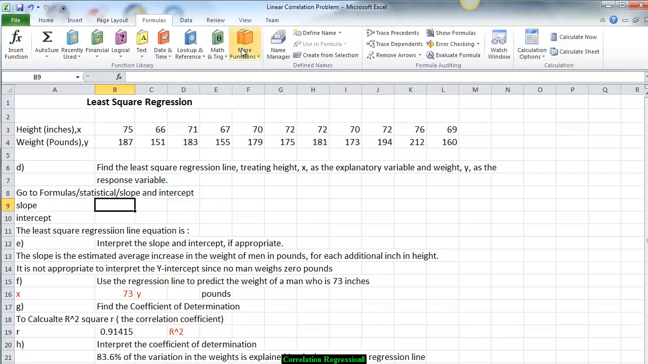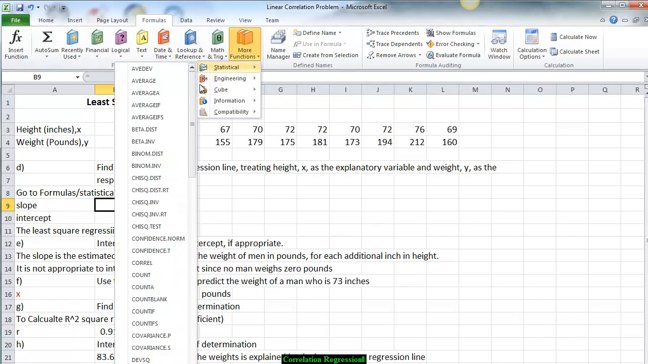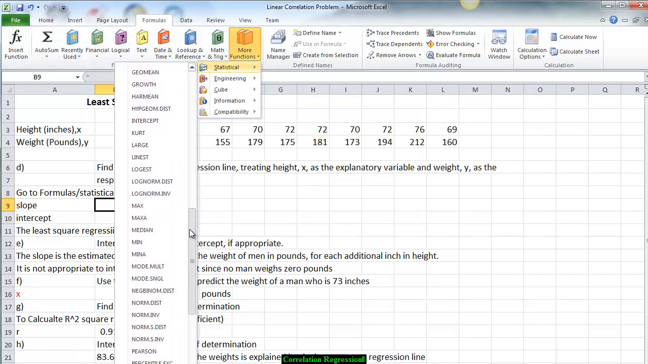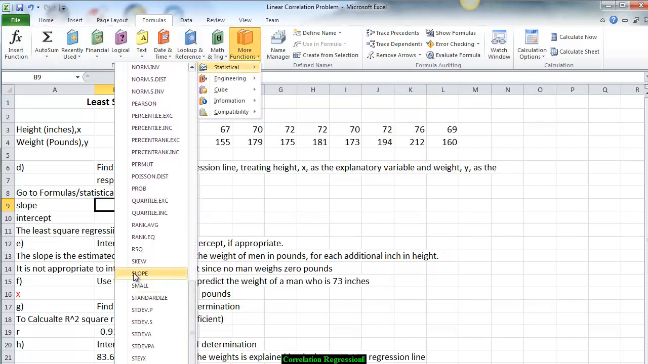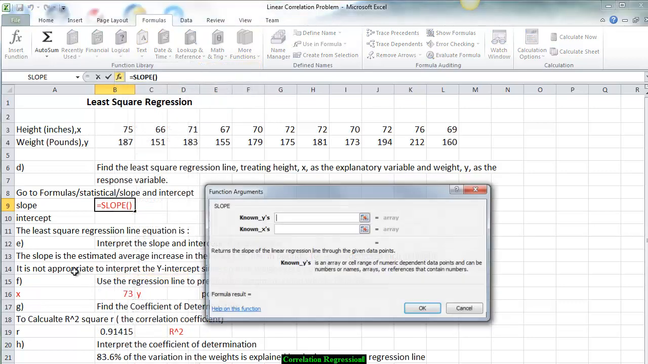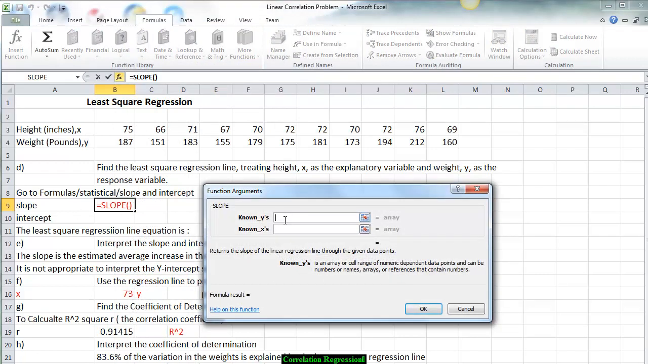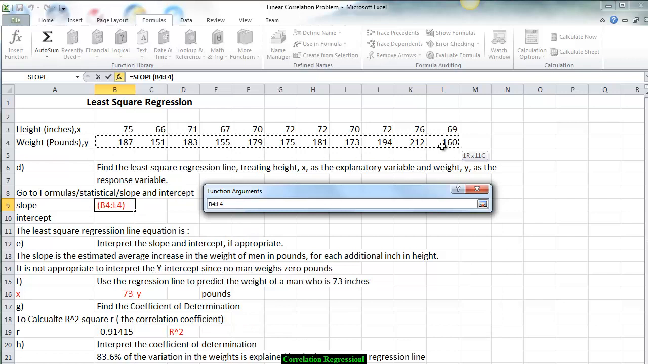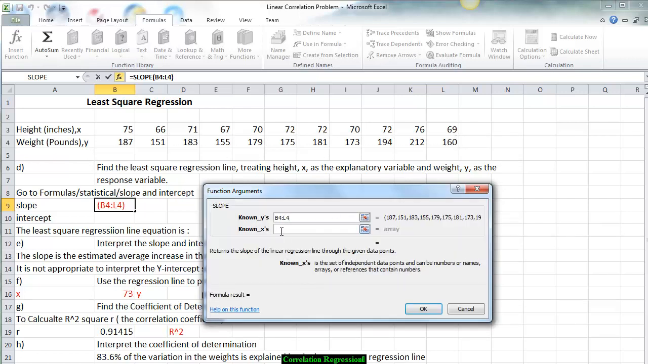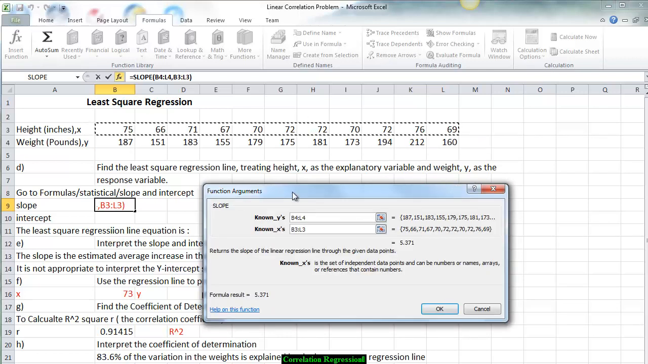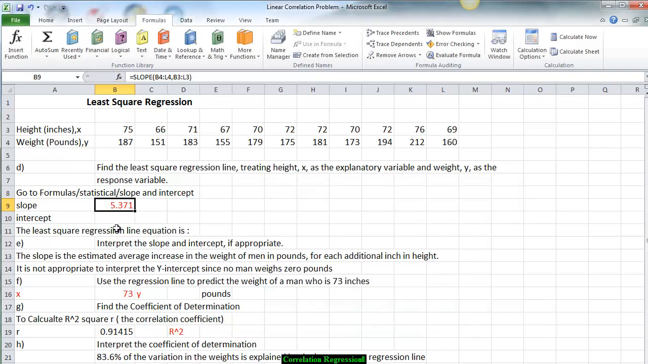To find the slope, again, we go to our formulas, go to statistical, and look for the word slope. When we find that, you notice that it returns the slope of the line. Because we're looking for the slope of the linear regression line, we have to take the y array first, which means the response variable, the weights, followed by the x's, which is the explanatory variable or the heights. And we notice that the slope is 5.371.